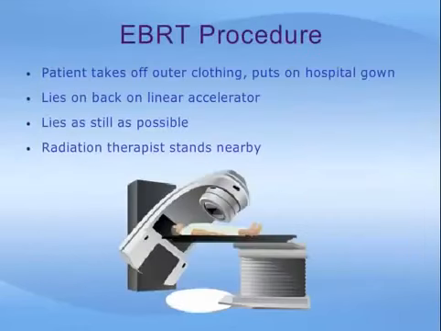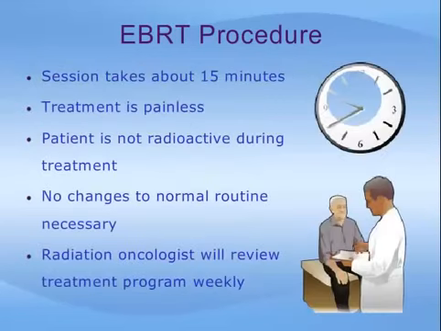Once a patient arrives at the clinic or hospital, he is asked to take off his outer clothing, put on a hospital gown, and lie down on his back on the linear accelerator while the machine is aligned. He is kept as still as possible while beams of radiation target the prostate from different angles. The radiation therapist stands nearby behind a window. Each radiation session takes about 15 minutes to complete and is absolutely painless. The patient is not radioactive during the course of treatment, and no changes in normal routine should be necessary. The radiation oncologist will review the treatment program weekly and check for any side effects.